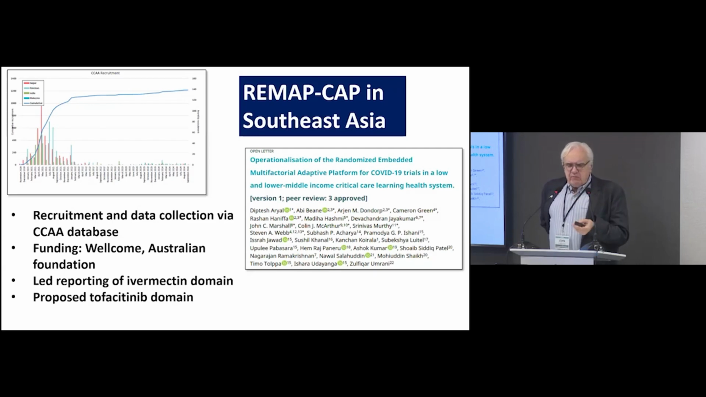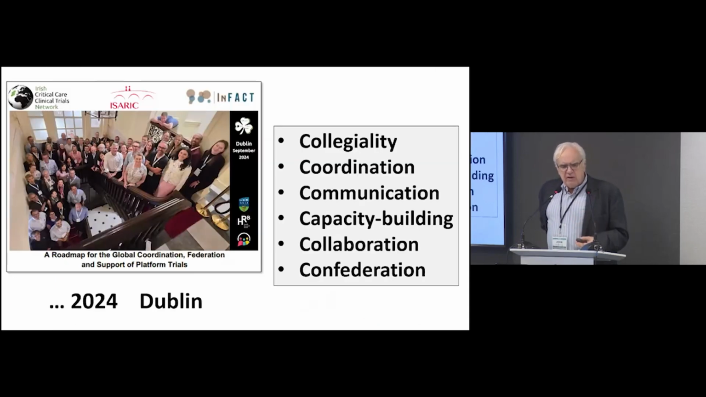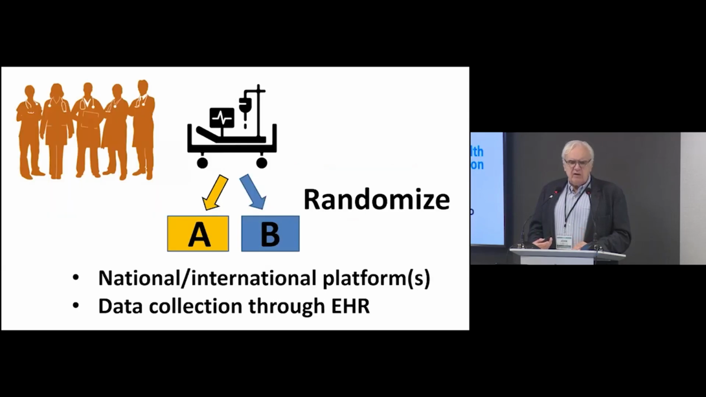Just very quickly, we're running it in Southeast Asia through a registry. We've had over 1,000 patients recruited from Nepal, Pakistan. They lead the ivermectin domain of the trial. Over the last couple of years, we've been holding international meetings to build better collaboration and understand how trials work together, including one just a couple of weeks ago in Dublin, where we're trying to bring together platform trials from around the world to figure out how we best create an ecosystem based on the platform trial model. And we're working with the World Health Organization to try to build a globally federated trial of optimizing oxygen in hypoxemic patients, particularly in low and middle income countries.